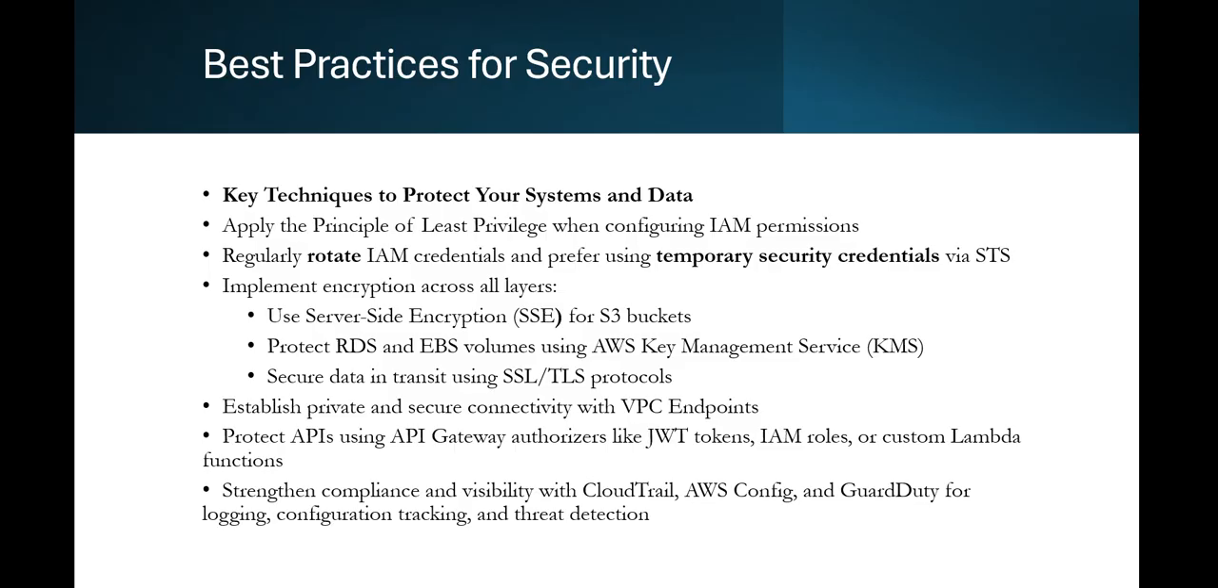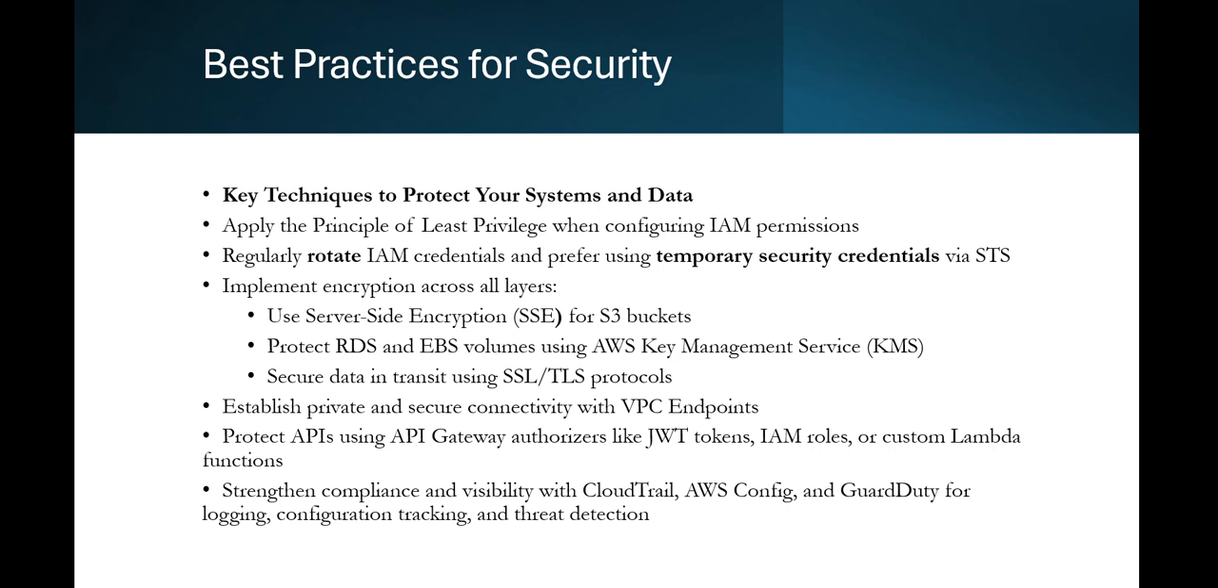And here are some best practices for security, key techniques to protect your system and data. Apply the principle of least privilege when configuring IAM permissions. Regularly rotate IAM credentials and prefer temporary secure credentials via STS. Implement encryption across all layers. Use server side encryption for S3 buckets. Protect RDS and EBS volumes using AWS Key Management Service. Secure data in transit using SSL or TLS protocols.